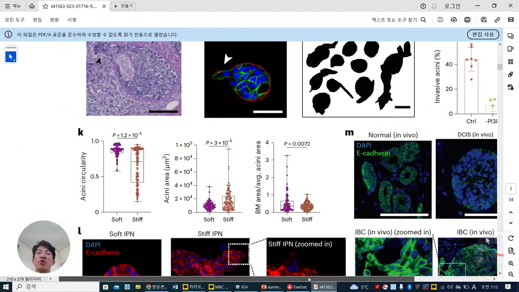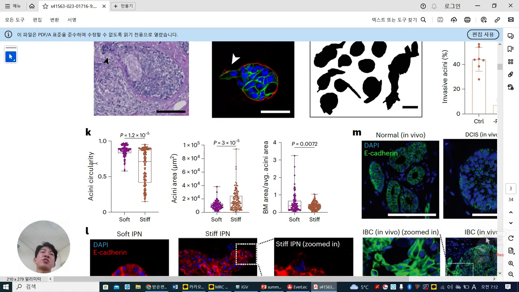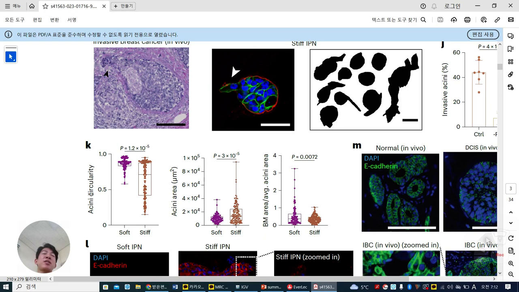And then they also quantify that arginine circularity decreases in stiff, arginine area is enhanced, and basement membrane area decreases. So you can see many times these parameters: arginine circularity, arginine area, basement membrane per average arginine area.